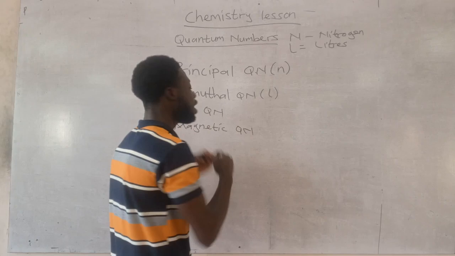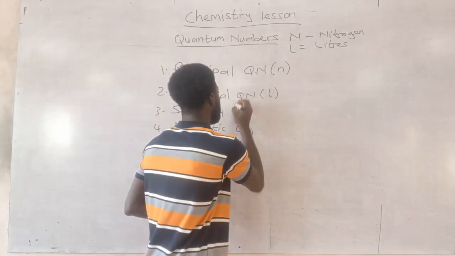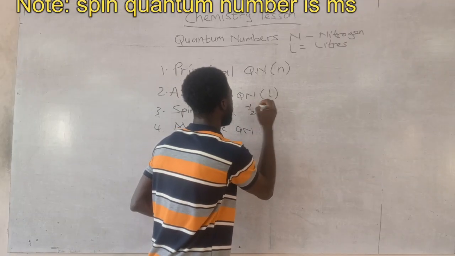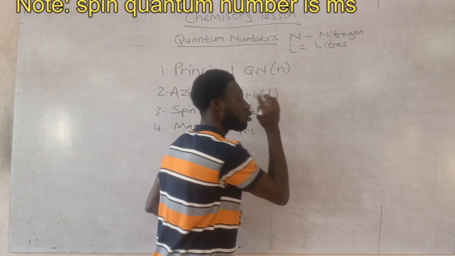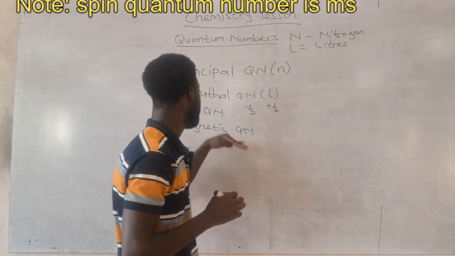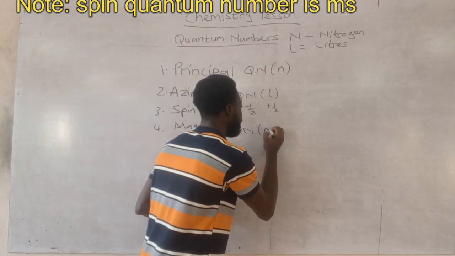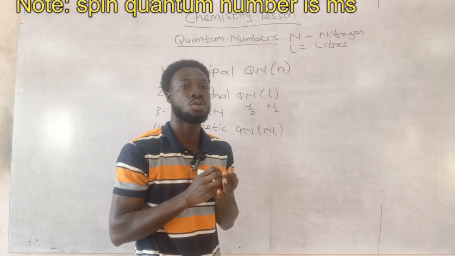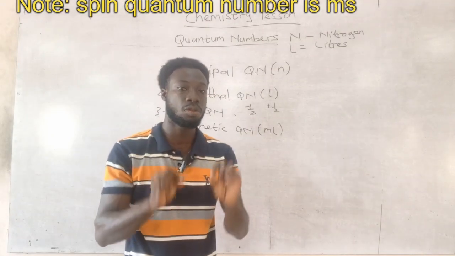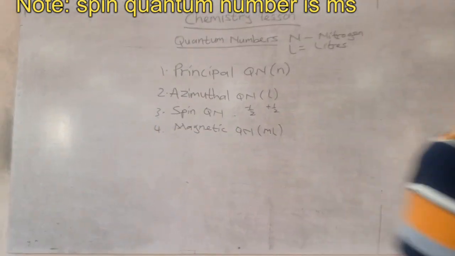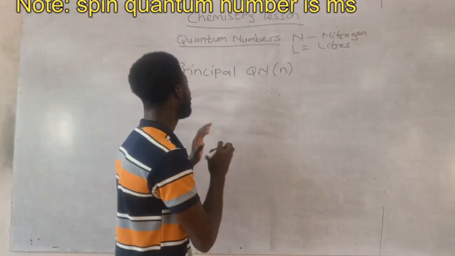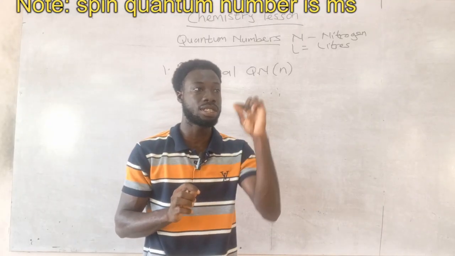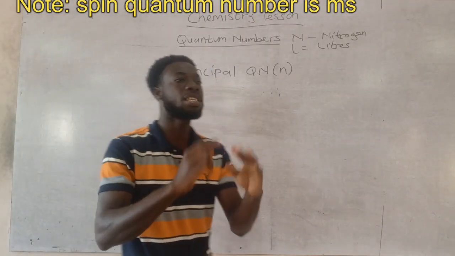Now, the spin quantum number is plus 1/2 or negative 1/2. This must be noted. Then we have the magnetic quantum number. It is denoted by the letter ml. So we are going to take them one after the other, and also the calculations involved in quantum numbers. I told you that we are going to take them one after the other, then we will see what it entails.